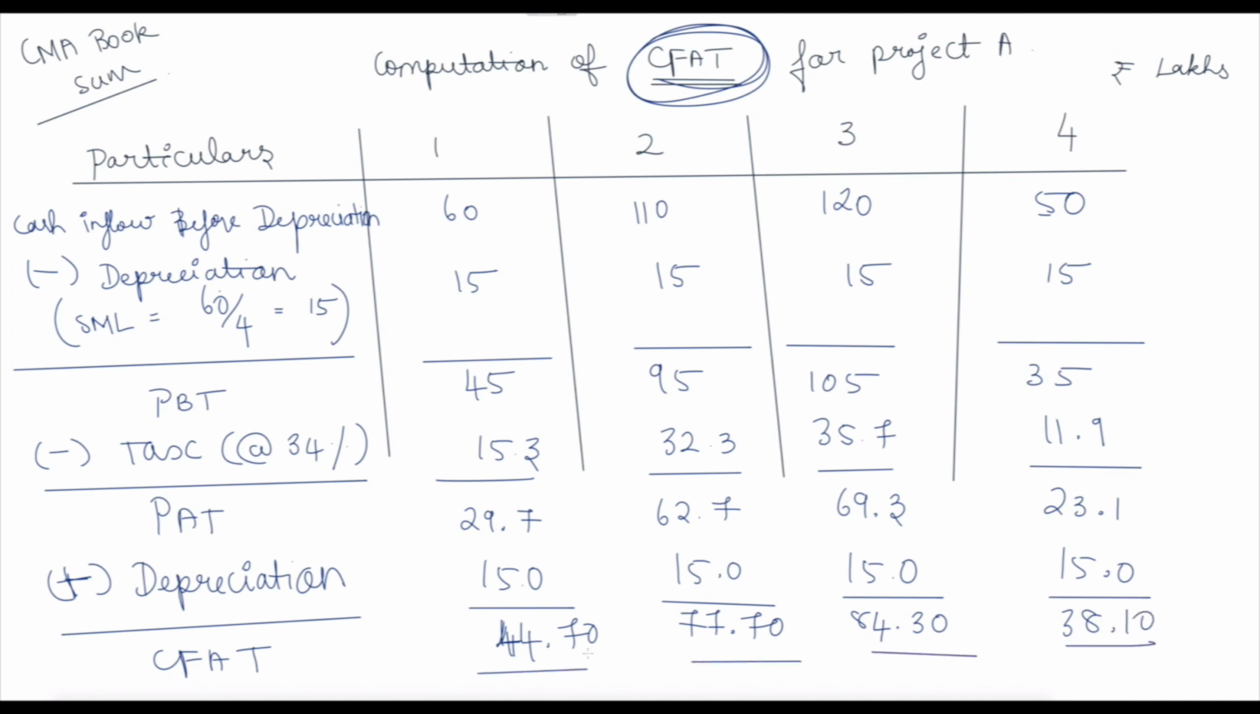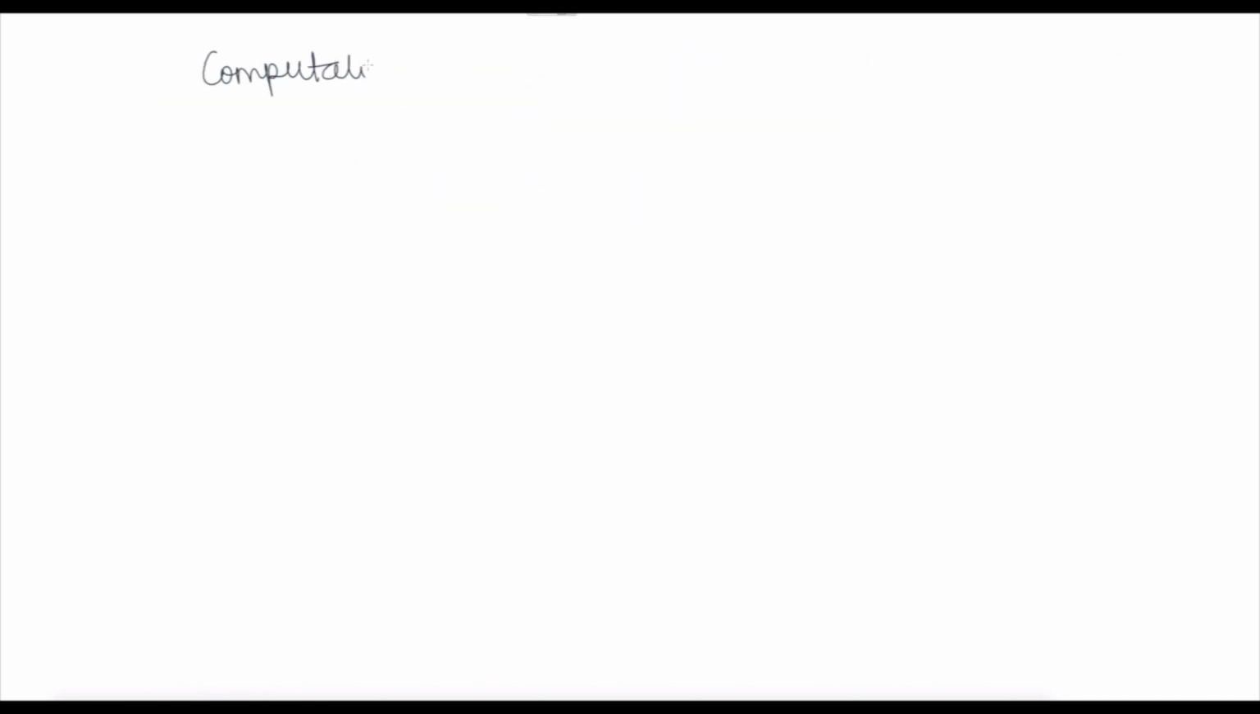Okay, let us move on to the next format. Next is about computation of net present value. Simple, right? Because we are having every data with us. So computation of net present value of project A. Here: cash flow after tax, your discount factor, then discounted cash flow. Discounted cash flow after tax, or discounted cash flow, or present value of cash flow is the same.